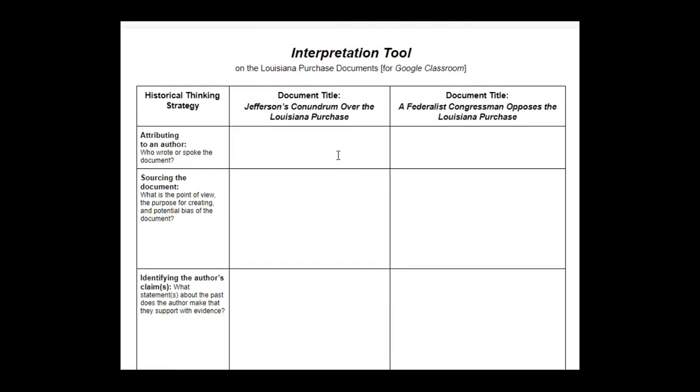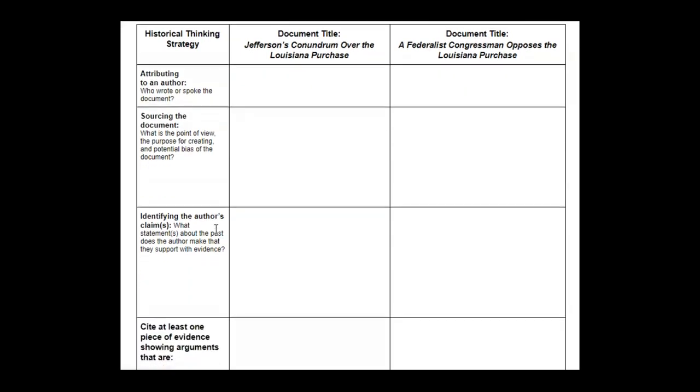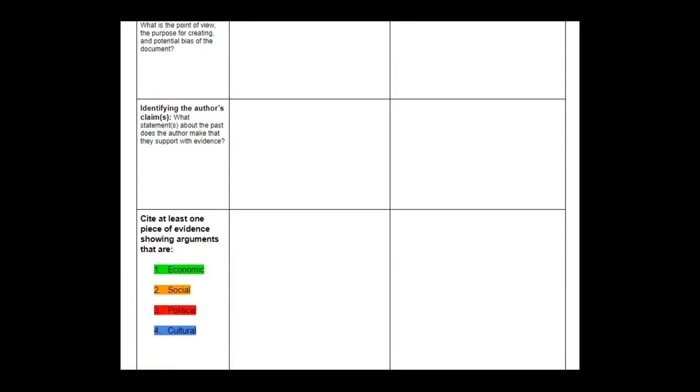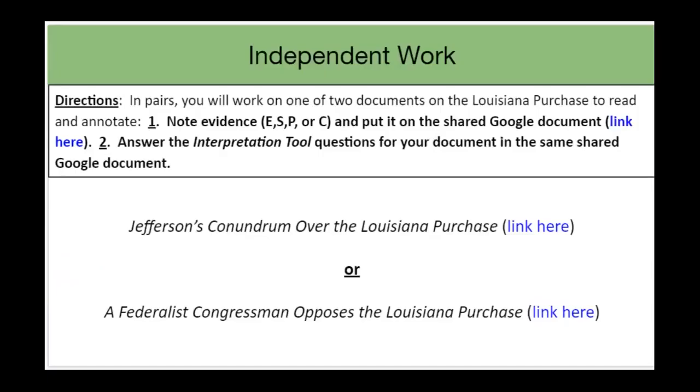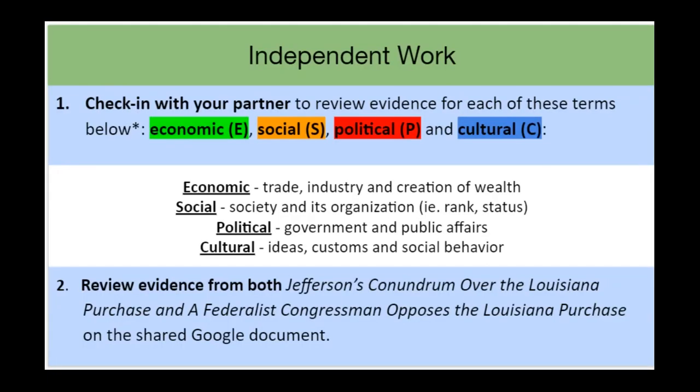But what I'm going to do for the purpose of our video is think about this in respect to one source, Jefferson's Conundrum, or trying to figure out how, unpuzzling how we could purchase Louisiana, who wrote or spoke the document, what is the point of view, purpose, potential bias for the document, statements about it. It's the same thing we did last video, okay, those layers of the interpretation tool, but here's what's new. One piece of evidence showing that the arguments are economic, social, political, or cultural. So let's take a jump back there because that's a new layer. It's kind of like in place of the questions on the bottom of the tool.